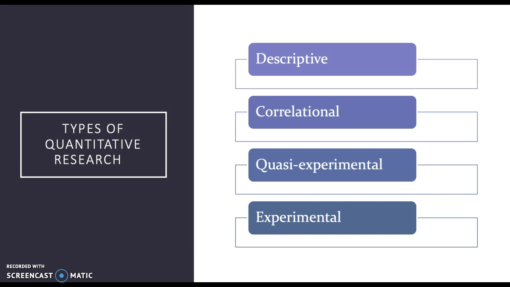There are 4 types of quantitative research in general. There are different ways to categorize quantitative research. Those 4 types are not standard. You can have another type, it's possible. But in general, those are the 4 types we will talk about today.